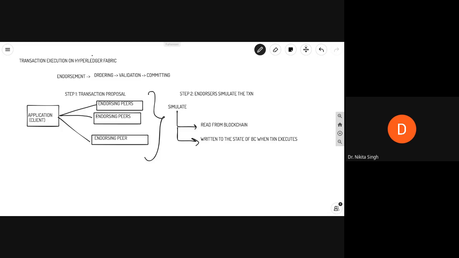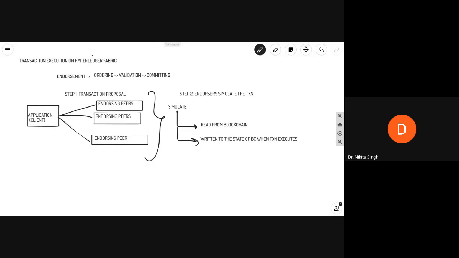So these endorsing peers simulate the transaction to see what changes will happen on the blockchain. Then they will see whether or not this transaction should be deployed. Okay. So an example of an endorsement policy could be that the majority of endorsing peers must endorse the transaction, or 61% of the endorsing peers must endorse the transaction. Since Hyperledger Fabric is a plug and play kind of blockchain, different blockchains could have their own endorsement policies.